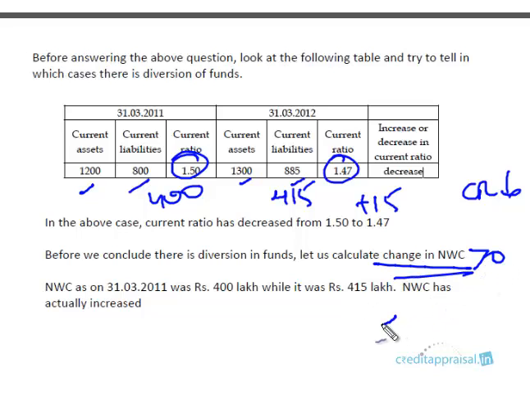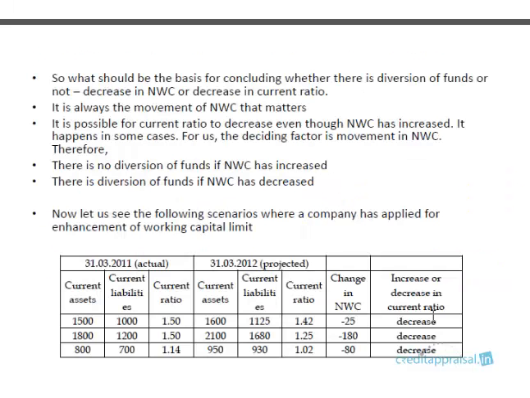What if it is less than zero? Let us see. Here, take these three scenarios. NWC has decreased in all the three scenarios. We earlier said that a decrease in NWC could point to diversion of funds, right? Let us see. Look at the first case.